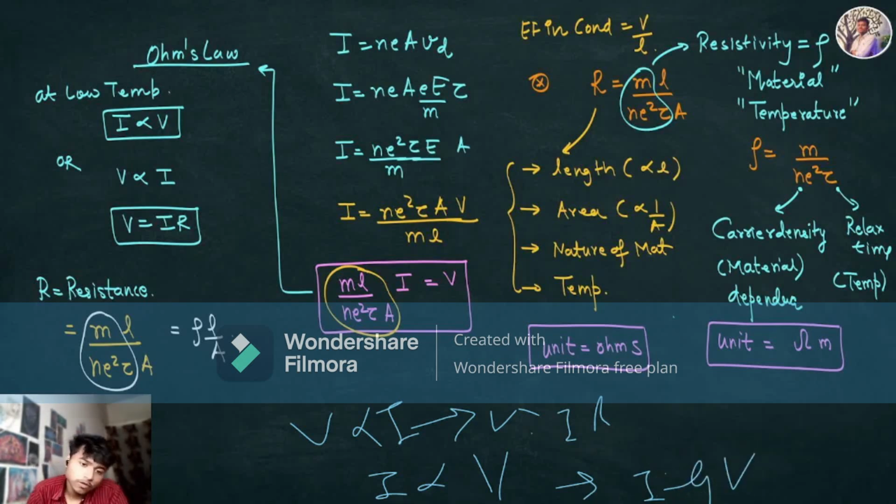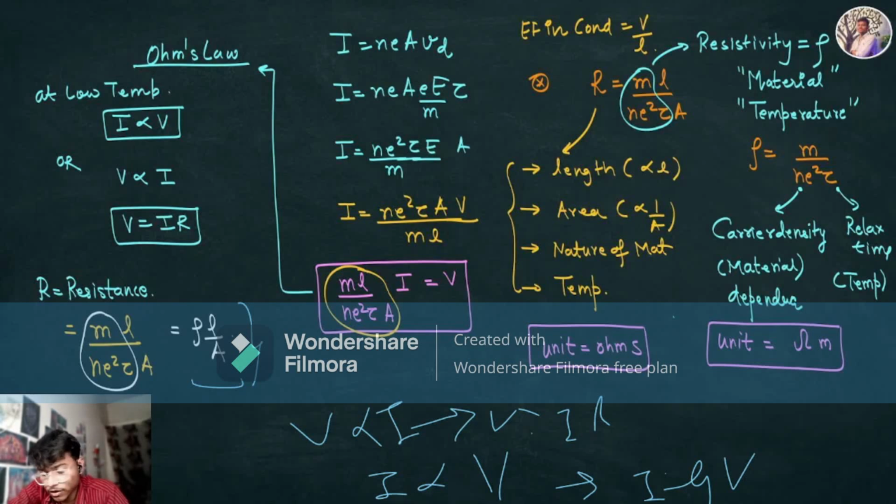G is what? G is just opposite, 1 by R. So resistance will also depend on the material characteristic. It will be equal to rho L by A, which equals m L upon n e square tau A.